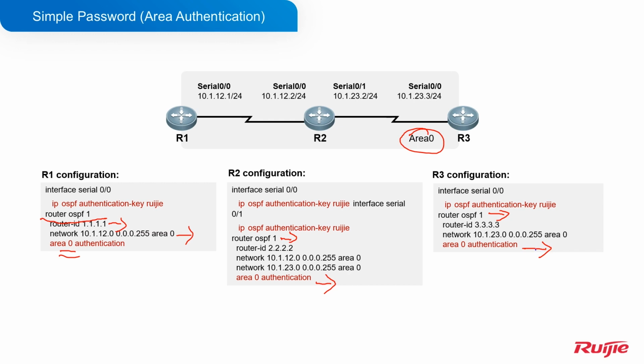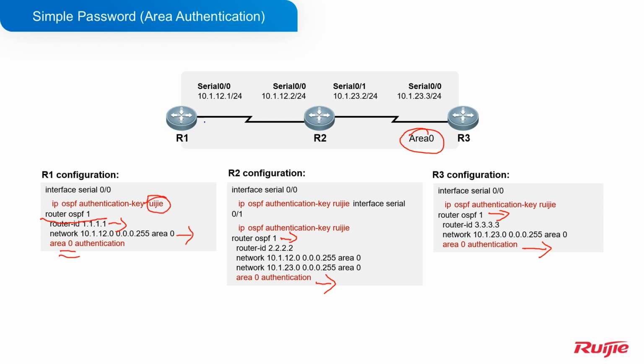Okay, after this, we have to set the password for the routers. Here we can see that if we want to set the password, we have to enter the interface. So here we go to interface serial 0 and set the password information, which is Ruijie.